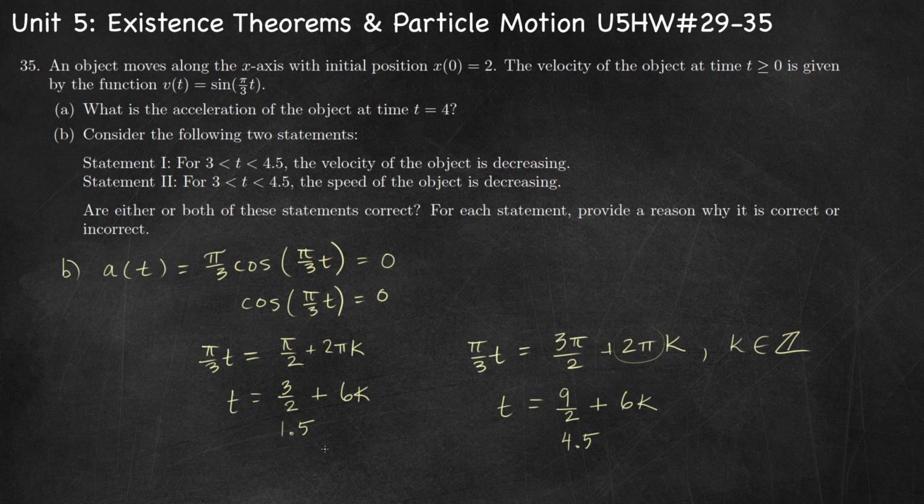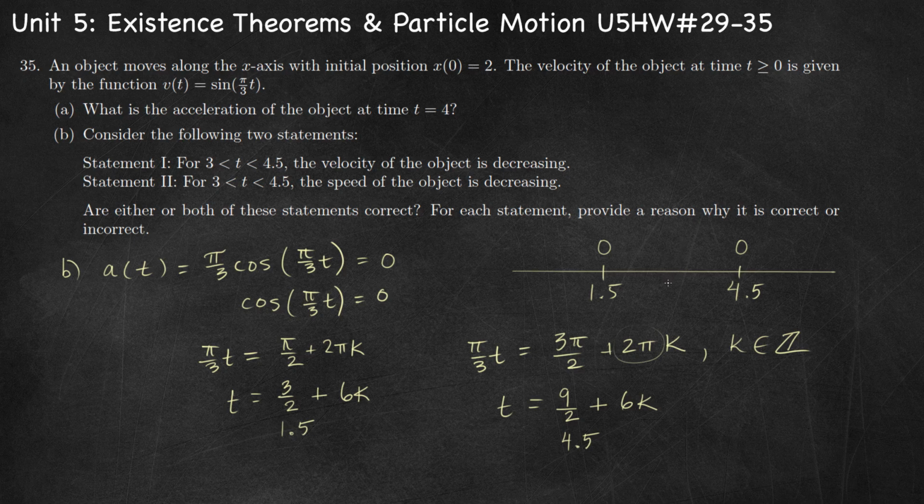I have a critical value at 1.5, and then the next critical value is at 4.5. So if we make a number line, 1.5, there's another next critical value at 4.5, and then pick a test point in between. This is where the acceleration is 0, and nowhere else between 1.5 and 4.5 is the acceleration 0. So in between, it must be entirely positive or entirely negative.